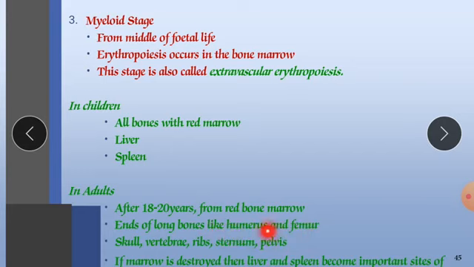Why? Because these are large, long bones, where we get a large area of bone marrow in which we can produce our blood. The skull, vertebrae, ribs, sternum and pelvis are also sites for bone marrow. If marrow is destroyed, then the liver and spleen become important sites for hemopoiesis.